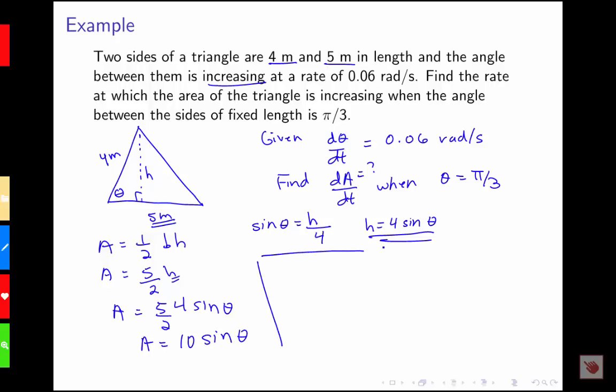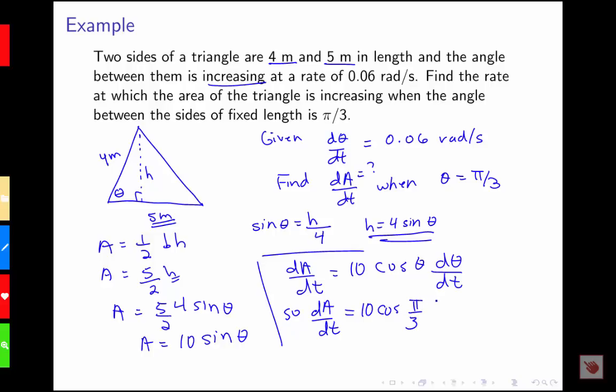Okay, so now we can do our derivative. So we have dA/dt is equal to 10 times cosine theta times d theta/dt. Now I can plug in my different values and compute the rate at which the area is increasing when that angle is equal to exactly pi thirds. So we have dA/dt is equal to 10 cosine of pi thirds times 0.06, the rate at which our angle is changing.